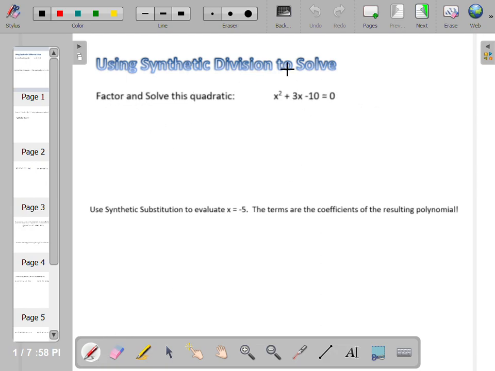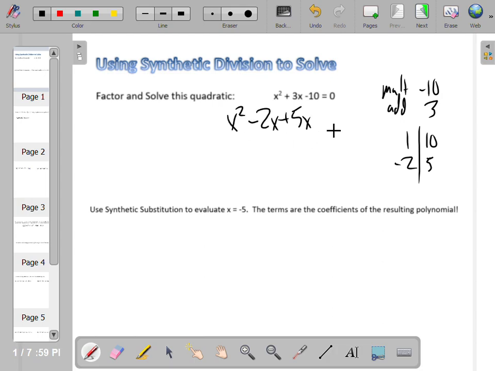So, first thing it says, factor and solve. This is a quadratic. We're just going to split the middle. We're going to find numbers that multiply to negative 10 and add to positive 3. So, that's either 1 and 10 or 2 and 5. I want something to be negative. How about that? x squared minus 2x plus 5x minus 10. Split the middle. Factor by grouping: x(x minus 2) plus 5(x minus 2). And then I end up with (x plus 5)(x minus 2).